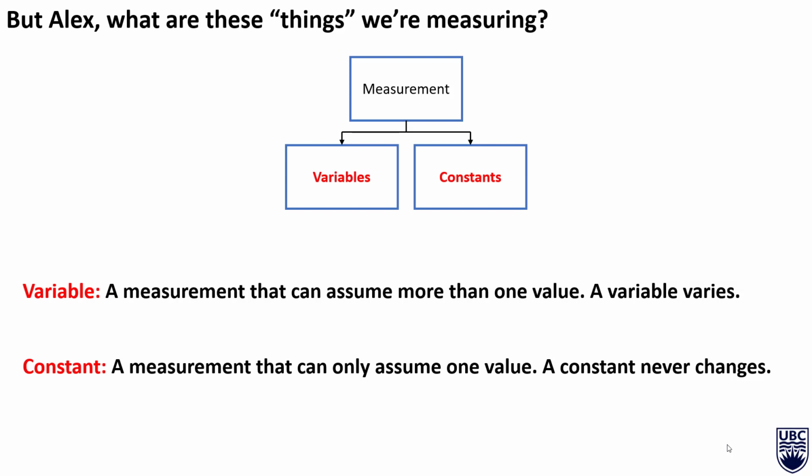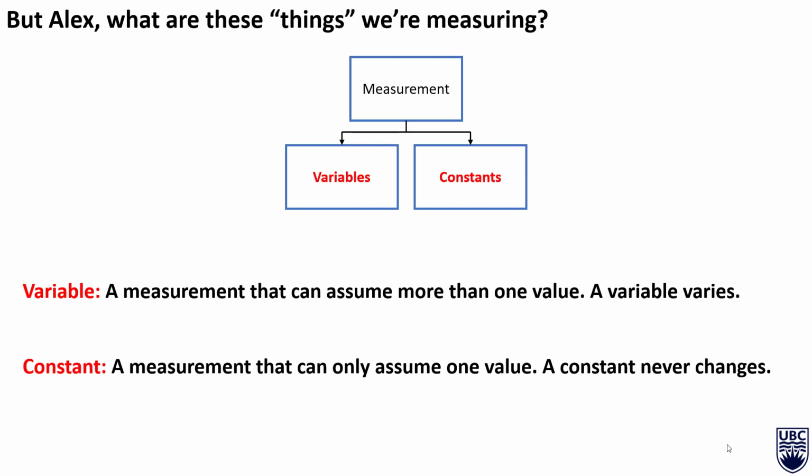So for example, if we're measuring something like height in centimeters, if we measure somebody's height when they're 1 year old, that height can change over time as they grow up. So height would be considered a variable in this specific situation. A constant, however, is a measurement that can only assume one value, so it never changes. An example of a constant would be something like the speed of light, right? The speed of light is always constant. The speed of light never changes.